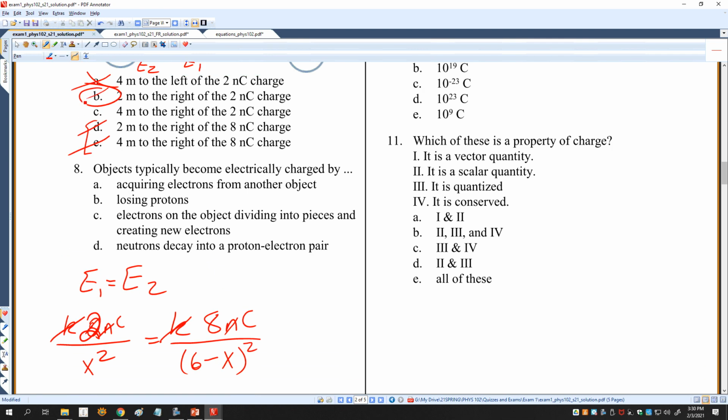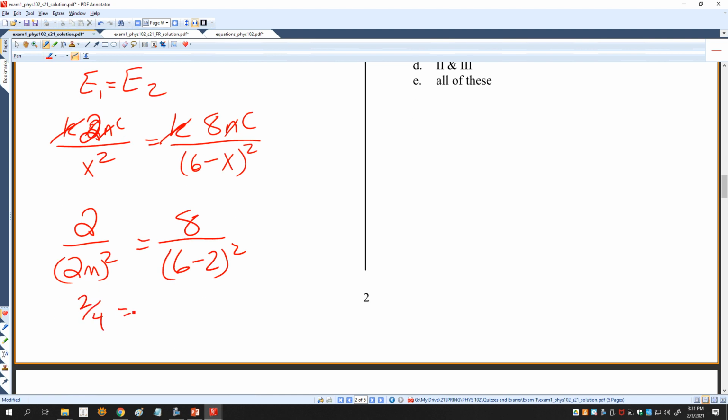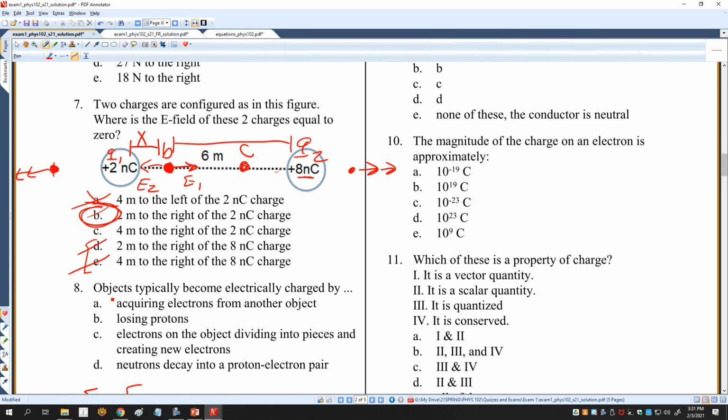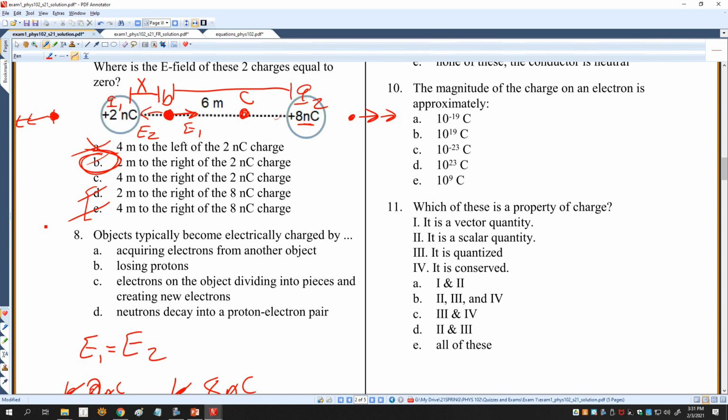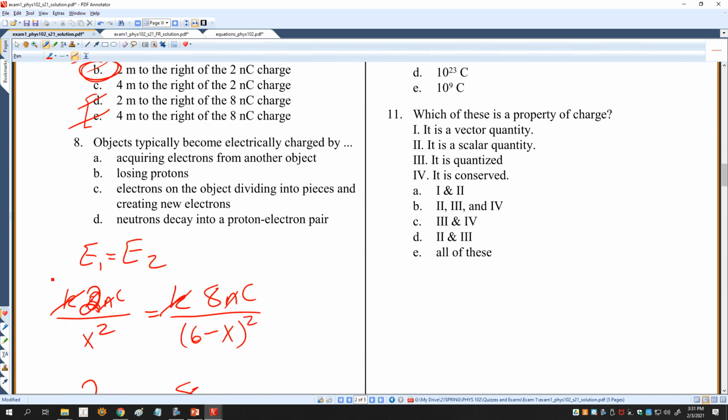But since I already have these options, I can just plug in 2, and let's see if 2 works. I have 2 divided by 2 meters squared equals 8 divided by 6 minus 2 squared. So that's 2 over 4 equals 8 over 4 squared, or 16. Those are equivalent to one another, so check. Again, I don't recommend you do it that way. I think that you can work through this conceptually and get to the right answer without any issue. I hope that most of you did that. But this is how you would do it. That's probably a little bit higher level for a little bit higher level class.